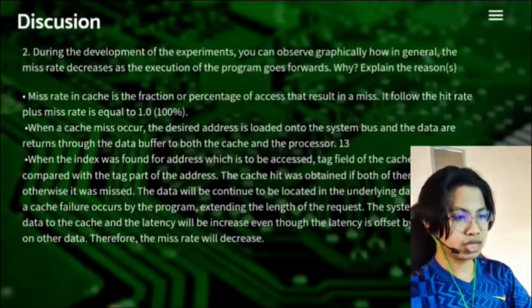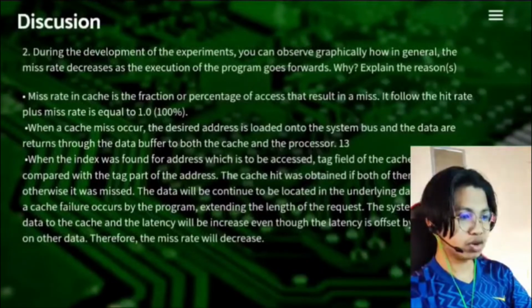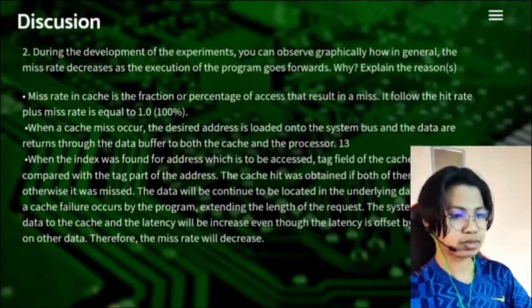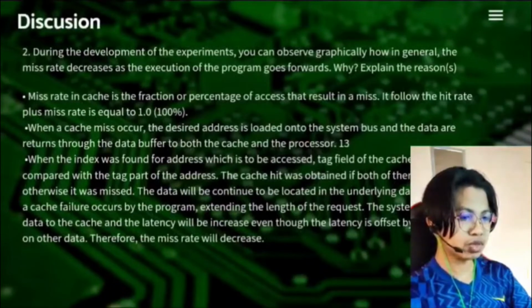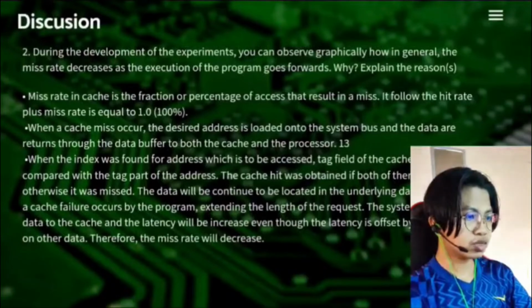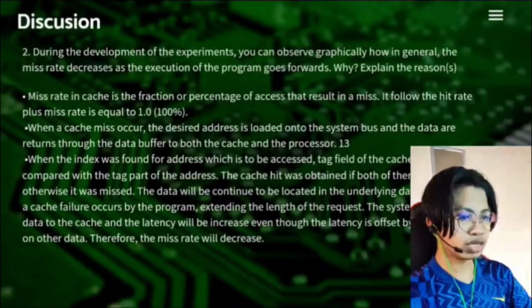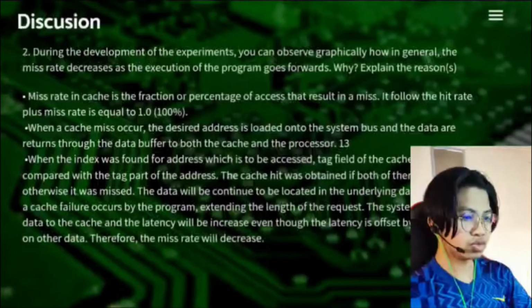The miss rate in cache is the fraction or percentage of accesses that result in a miss. It follows that the hit rate plus miss rate is equal to 1.0, or 100%. When a cache miss occurs, the desired address is loaded onto the system bus and the data are returned through the data buffer to both the cache and the processor.